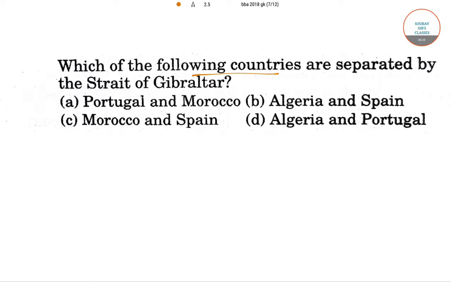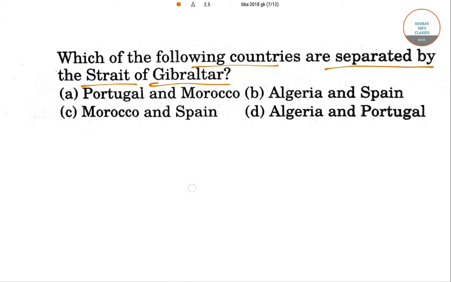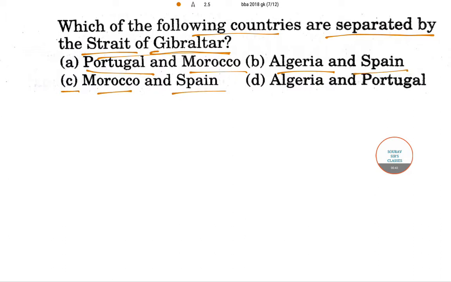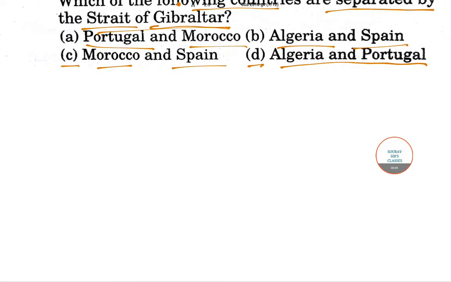Which of the following countries are separated by the Strait of Gibraltar? So here we have to find out which of these countries are separated by the Strait of Gibraltar. So here the options are Portugal and Morocco. Option B is Algeria and Spain, and option C is Morocco and Spain, and option D is Algeria and Portugal. So these are the four options.